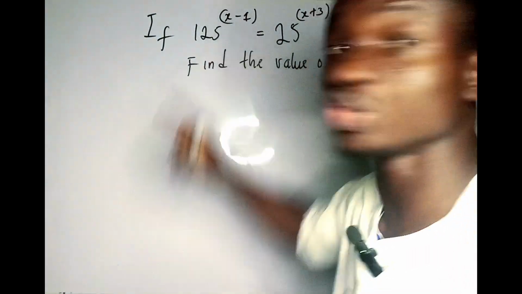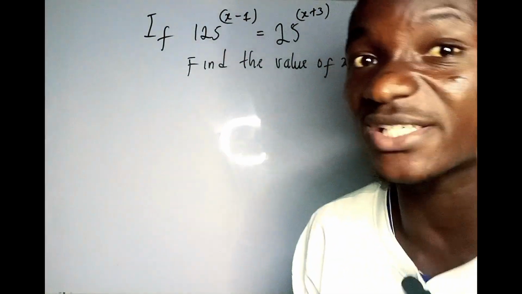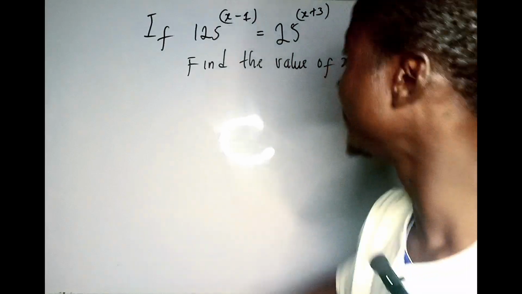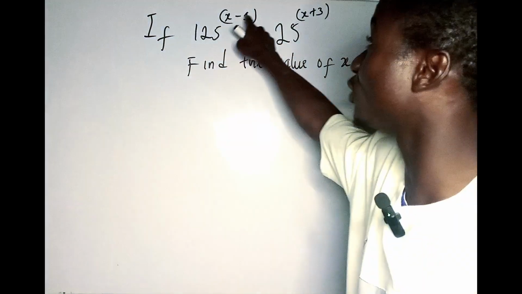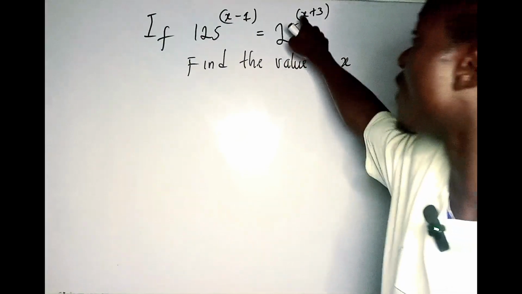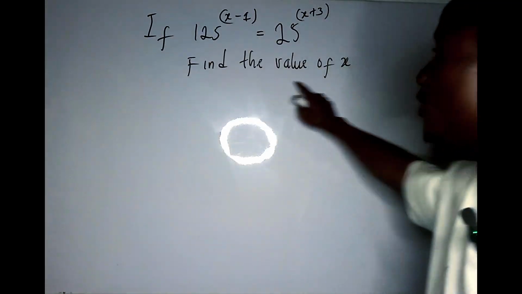Whenever you see this kind of question, do not be afraid of it. They are very, very simple, okay? Let us solve together. Now we are asked: if 125 raised to the power of x minus 1 equals 25 raised to the power of x plus 3, find the value of x.